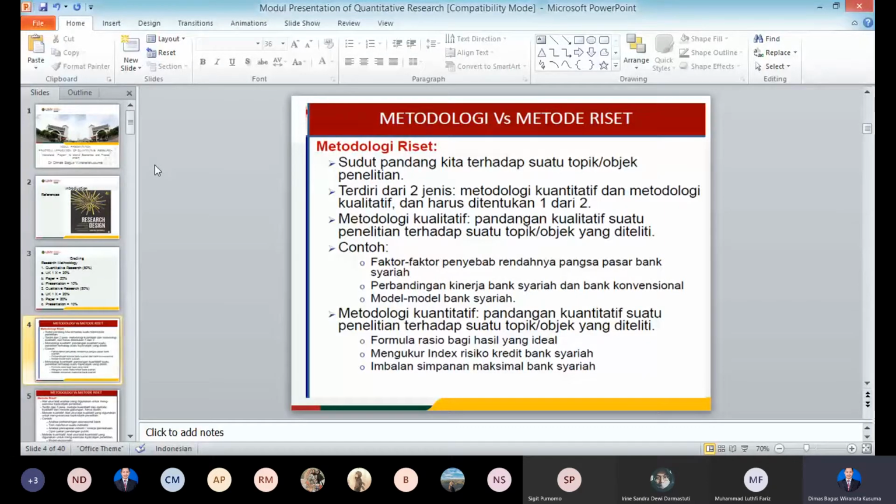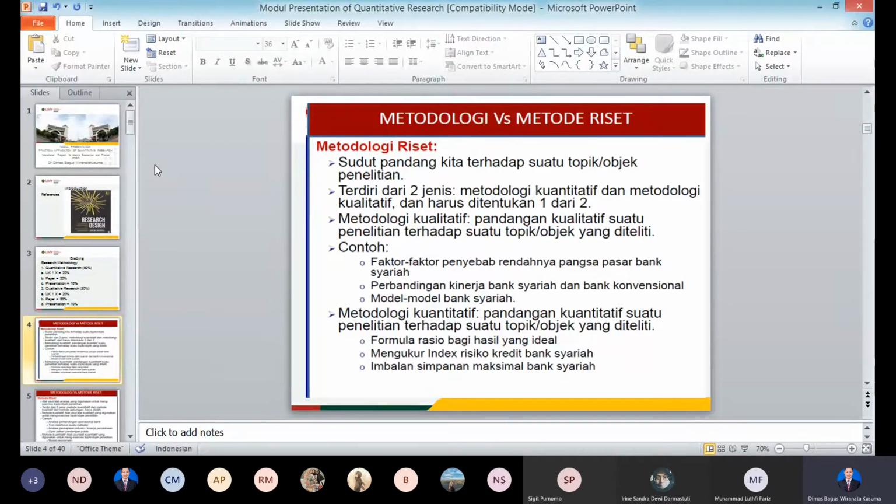According to the screen, qualitative methodology refers to the worldview, qualitatively, about a particular research topic. The examples you can see there: what are the factors affecting the shares of Islamic banks, the comparisons between the performance of Islamic and conventional banks, and models of Sharia banks.